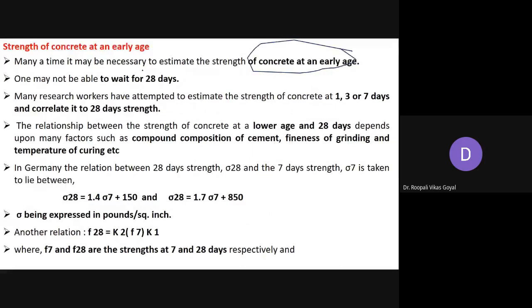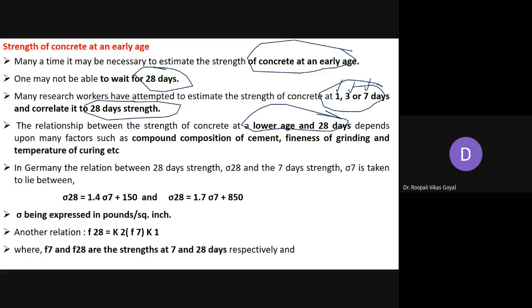So many research workers have attempted this, so that we can know early and correlate it with 28 days strength. They have tried in their research to estimate the strength of concrete at 1 day, 3 days, 7 days. So if you are taking 7 days, that is a quarter of the time, and correlating it with 28 days strength. So the relationship between the strength of concrete at lower age and 28 days: you are checking your cubes at 1 day, 3 days and 7 days, and trying to establish a certain relationship between 28 days and lower age concrete.